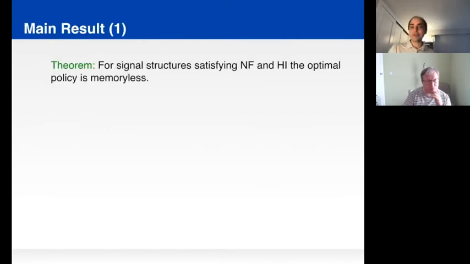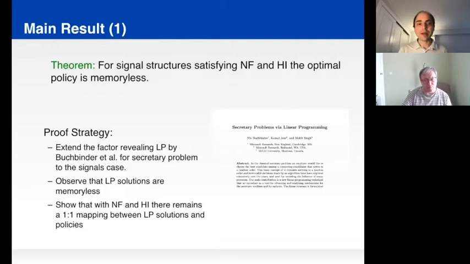So now we come to the main result that says, well, for signal structures that satisfy both of these, the optimal policy is memoryless, right? And this is a single proof. And so now what you want to do if you have a new variant, you just want to say, well, if I model it appropriately, this joint distribution on signals and ranks does satisfy these two properties. How do we prove something like this? I'm not going to give you the full proof here. I'm not even going to give you a sketch.